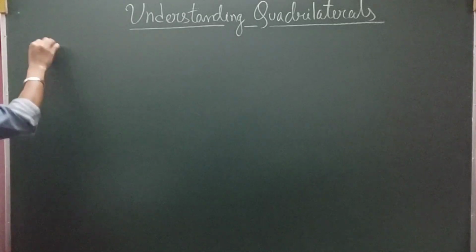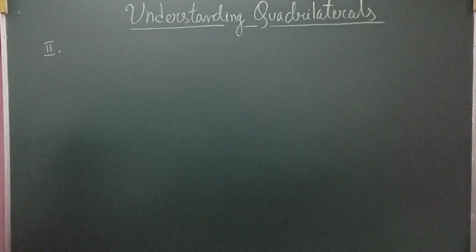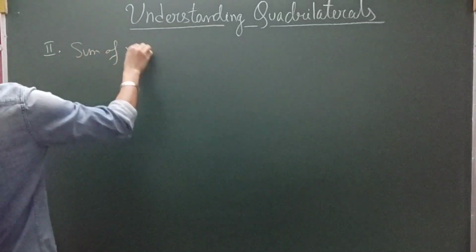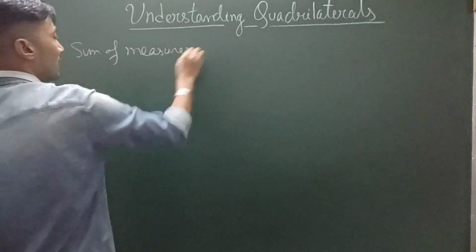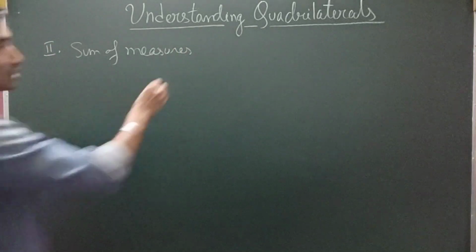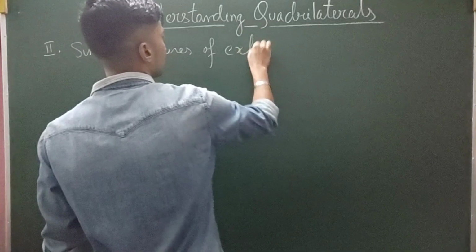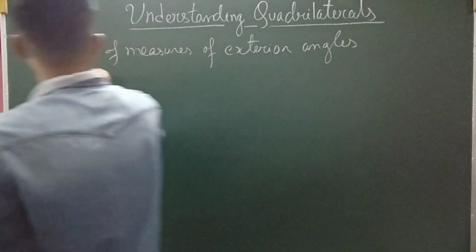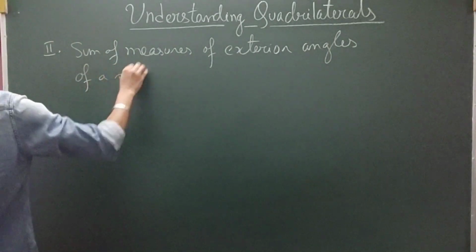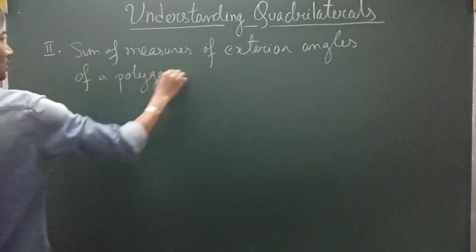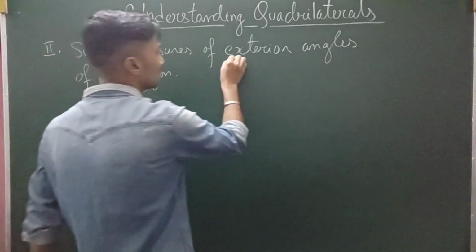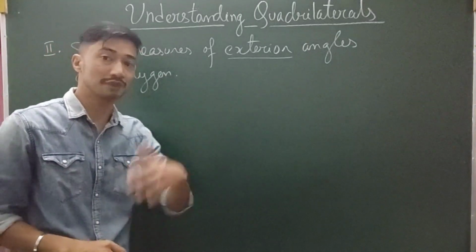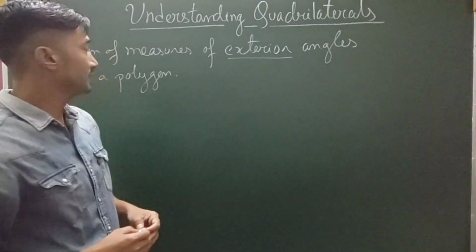The second topic that we will be discussing is the sum of measures of exterior angles of a polygon. Exterior means outside. Now before that, let us learn what we mean by exterior angles. We have already done this in lower classes, but it's a revision.